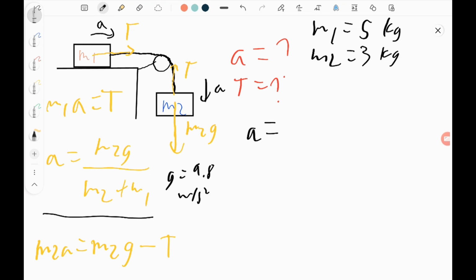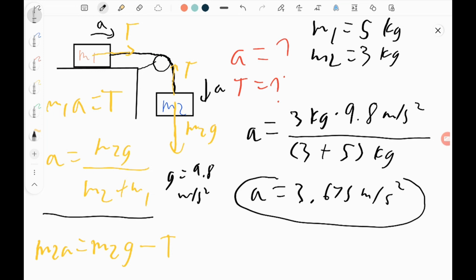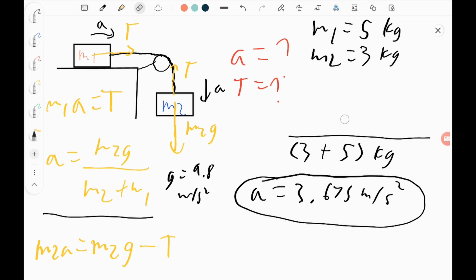So A is equal to, M2 is 3 kilograms, times G, which we said is 9.8 meters per second squared, and that's divided by M2 plus M1, or 3 plus 5 kilograms. And we get a result of about 3.675 meters per second squared. And this is the magnitude of the acceleration. So we can actually use this to figure out the tension acting on the system. So I'm going to move that up a bit.